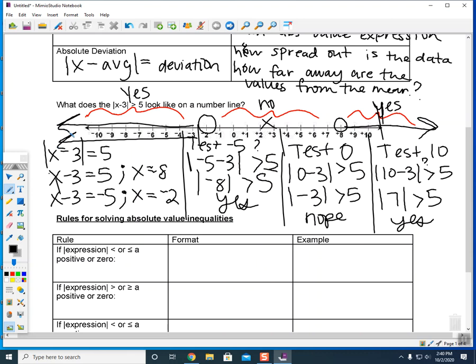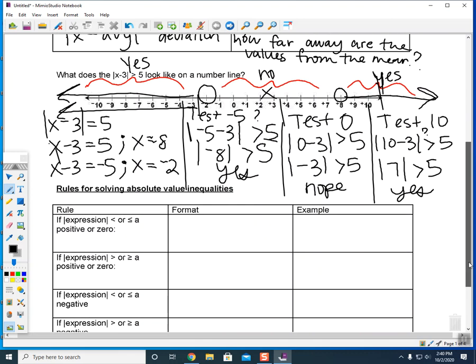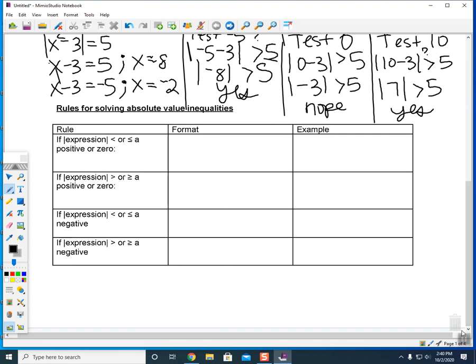So that's a long, tedious process, right, to get to my final answer of what my solutions are. So I have some tricks, some rules that we can talk about. My first one is if the absolute value of an expression is less than or equal to a positive number, and then I'm going to have you cross out 0 here and write less than or equal to 0, and I'll explain why a little bit later. My format is going to be like this. I'm going to have my expression, whatever is inside my absolute value bars, is less than or equal to the positive number.